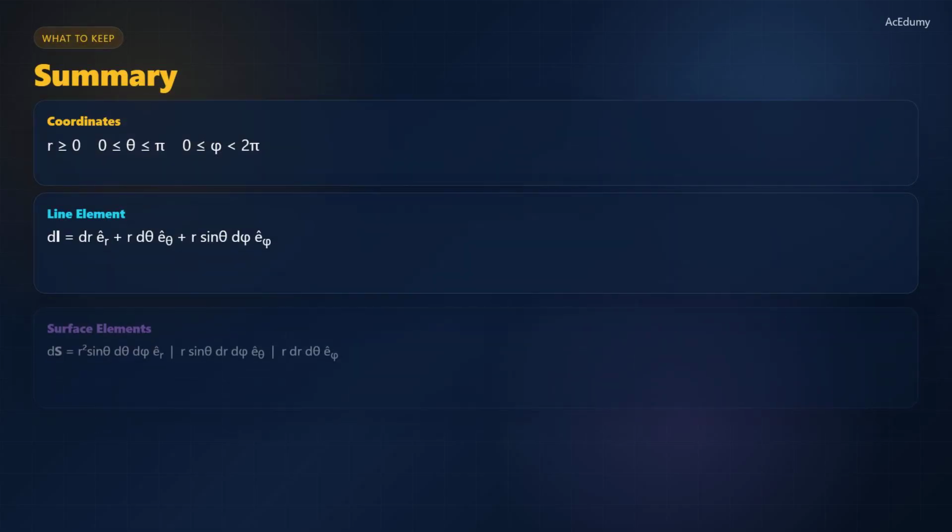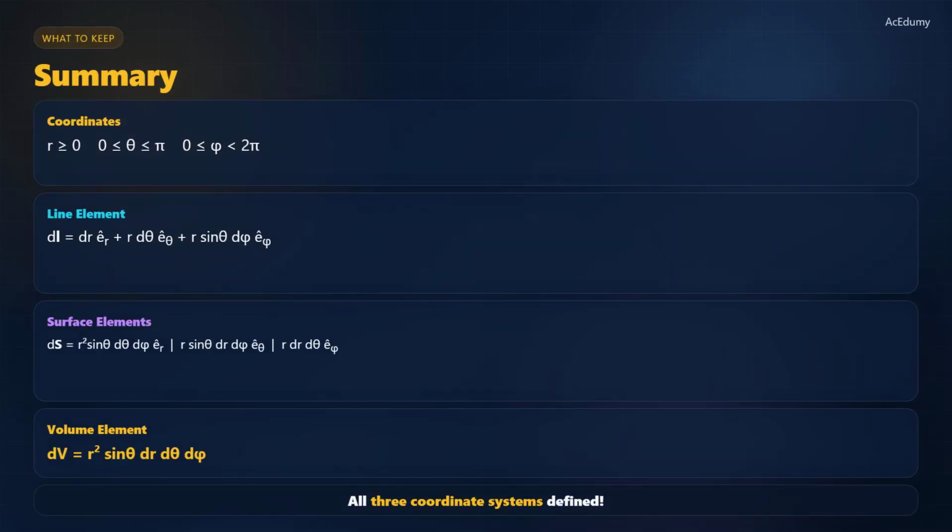Let's review. In spherical coordinates, the three variables are r, theta, and phi. The line element is dl equals dr e_r plus r d theta e_theta plus r sine theta d phi e_phi. The key difference from Cartesian is the two metric coefficients, r for the theta direction and r sine theta for the phi direction. The volume element is dv equals r squared sine theta dr d theta d phi. With Cartesian, cylindrical, and spherical coordinates all defined, we now have the three coordinate systems needed for electromagnetic theory.